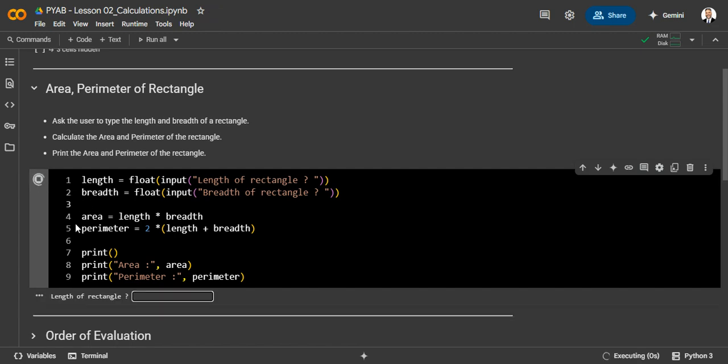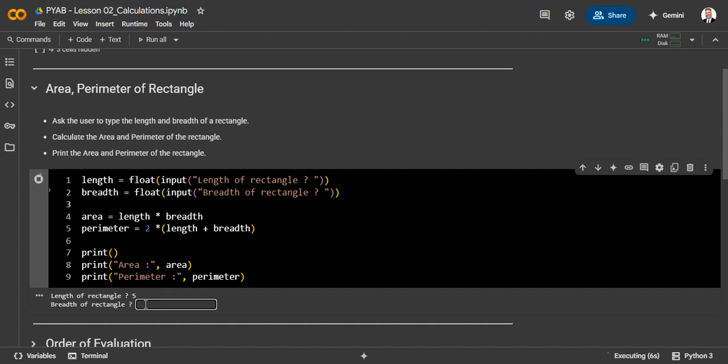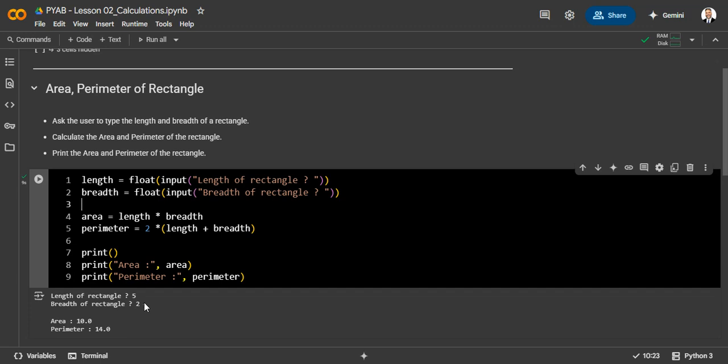Let's run it. Asking me for length. Let's say I put 5. Asking me for breadth. Breadth I put 2. Immediately it calculates for me area is 10, perimeter 14. They are correct, isn't it? Correct. I run one more time.